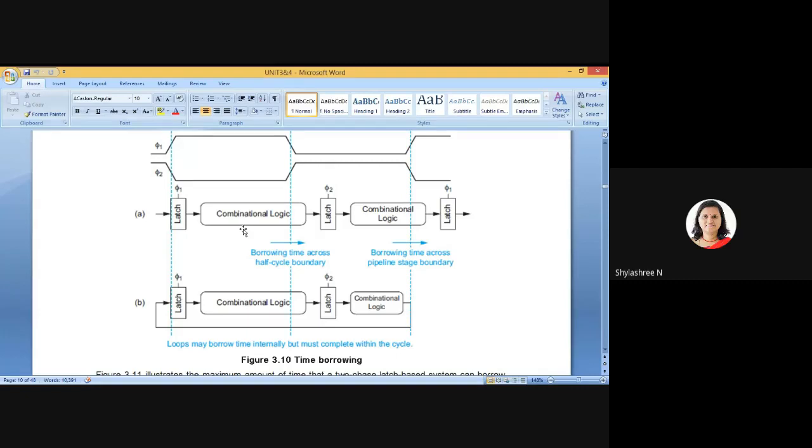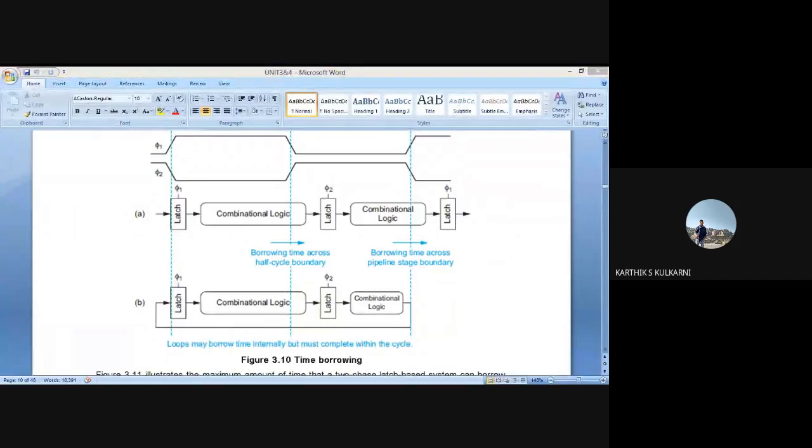Yeah, but what is the disadvantage? What is the disadvantage here? The advantage is that you can keep on borrowing time from the next half cycle, right? Tell me.